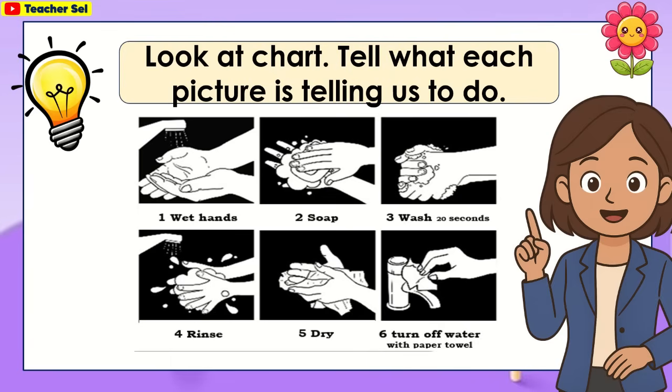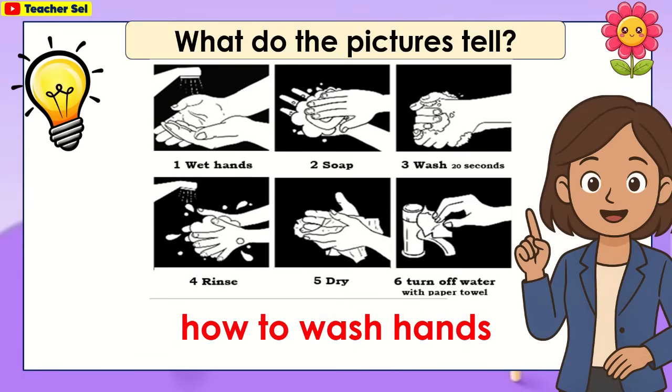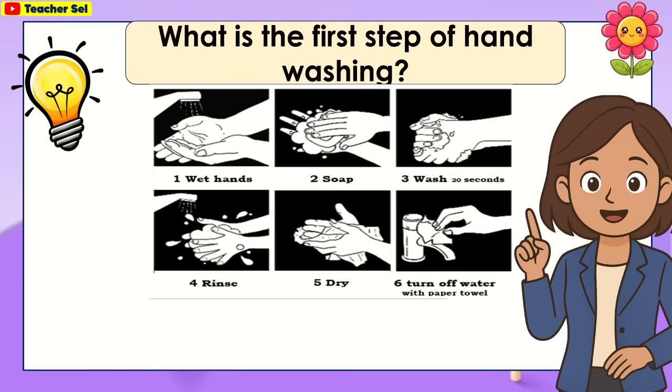Look at the chart. Tell what each picture is telling us to do. What do the pictures tell? You're right. It tells how to wash hands. How many steps are there in hand washing? There are 6 steps. What is the first step of hand washing? You should wet hands.